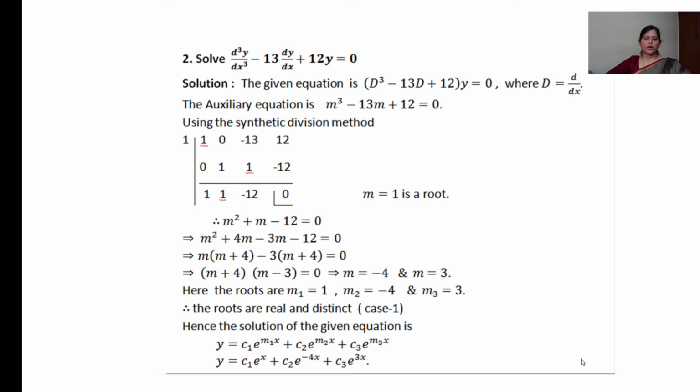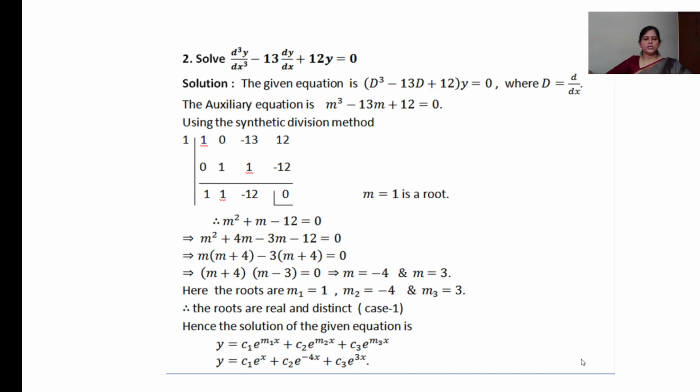So already we have one more m value, that is 1. So now the roots are m1 is equal to 1, m2 is equal to minus 4, m3 is equal to 3. So here we got 3 roots because we have a cubic equation. Now all the 3 values are real values and all the values are different. That's why again we are going for case 1.